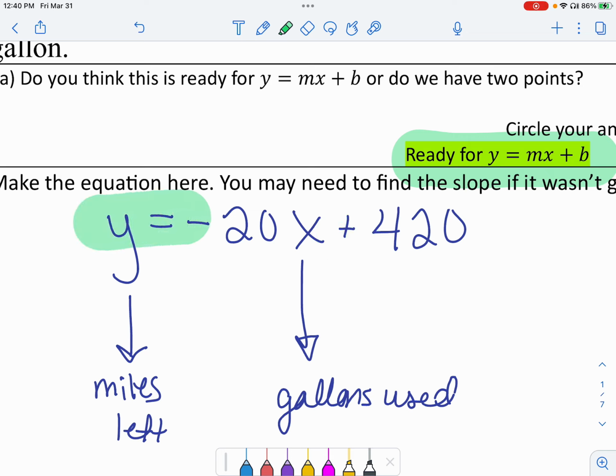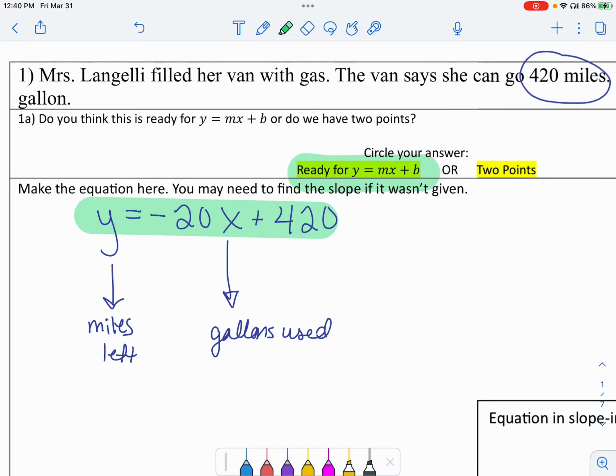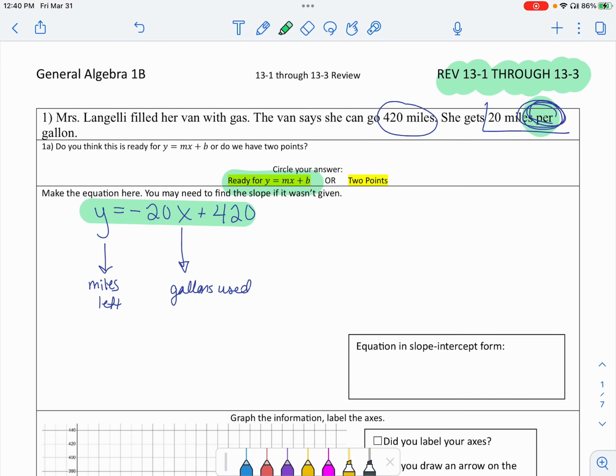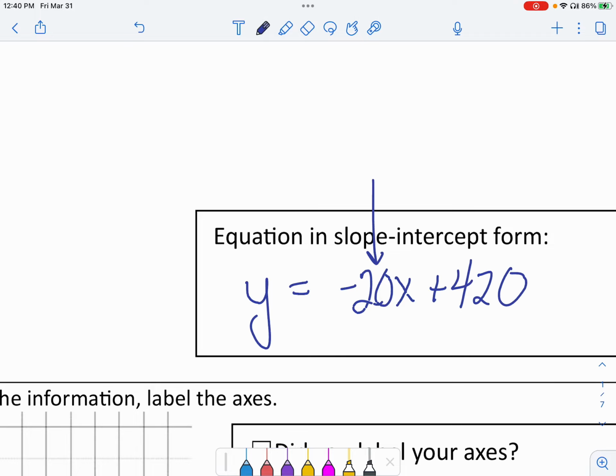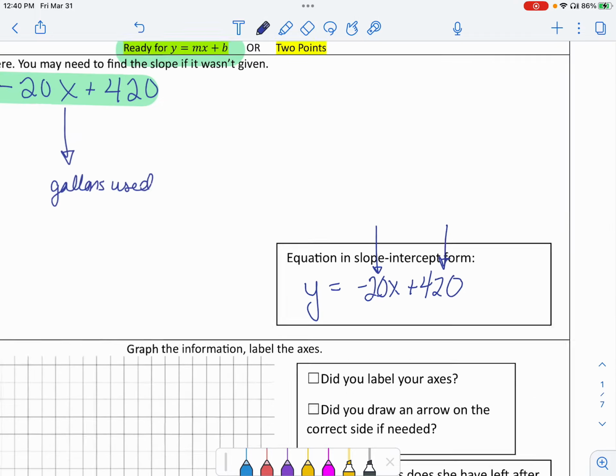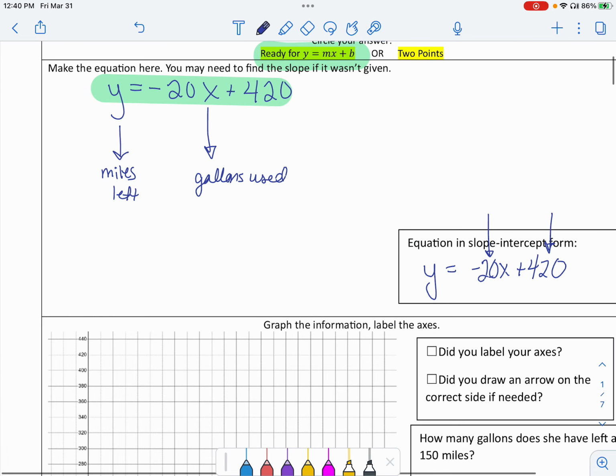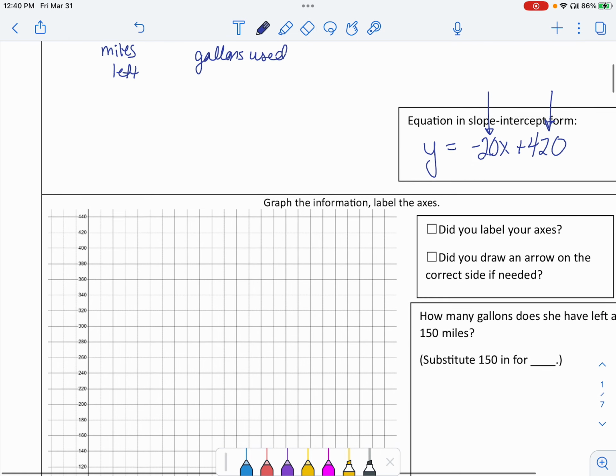So my equation is y equals negative 20x plus 420 because I started at 420 and my van is losing 20 miles for every gallon that I go. So that is the equation in slope-intercept form. I didn't have a ton of work to do there because I was given the information that I needed for my slope and for my y-intercept. So I already labeled my x and my y just using those arrows. The next thing I'm going to do is it looks like it's time to graph it.